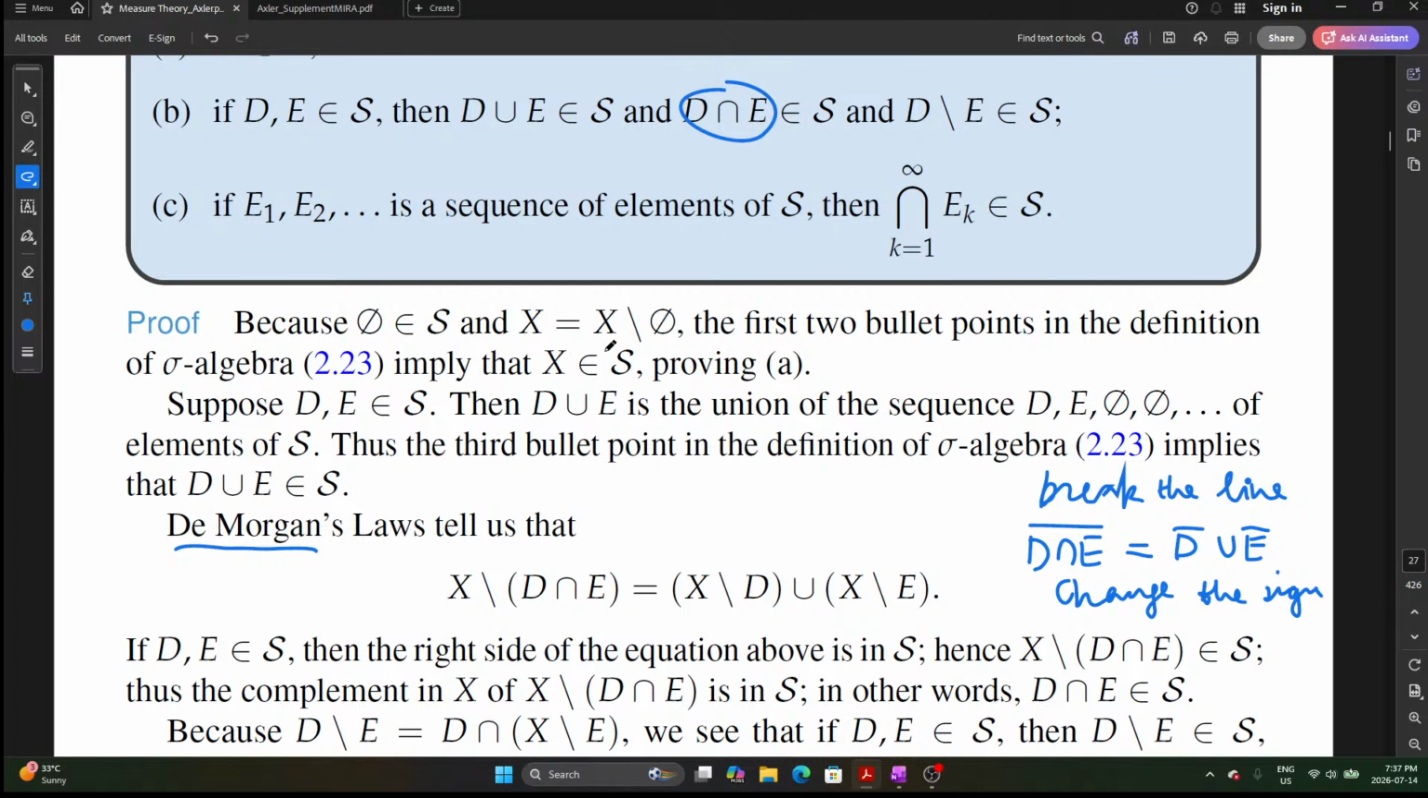So how does this help us? We wish to prove that if D and E are in S, then D intersect E is in S. Well, let's take a look at the right-hand side, shall we? Since D is in S, the complement of D is in S. The same can be said about the complement of E. On the right-hand side, we have a union of two sets in S. But we just mentioned S is closed under finite union. So the set on the right-hand side is in S.